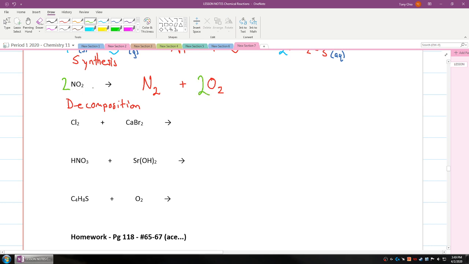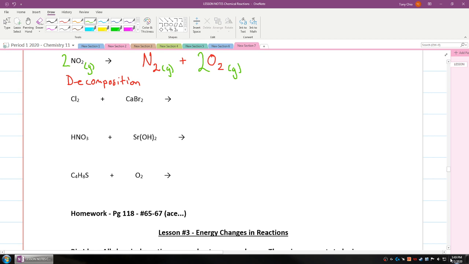The last step is to write their states. Now, NO2, you might not know what the state of this is. Most of them, again, is common sense, but sometimes you never come across these compounds. So nitrogen dioxide is actually a gas. Nitrogen itself is a gas because the majority of our atmosphere is nitrogen, and then oxygen is a gas.